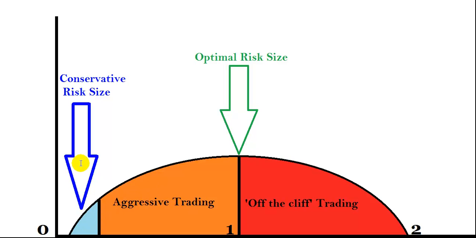Now, if you go beyond conservative, so conservative is usually a very small fraction of the optimal bet size, right? This means that you're not going to maximize your returns, but you're also not going to see as severe drawdowns, which, for trading is quite critical.